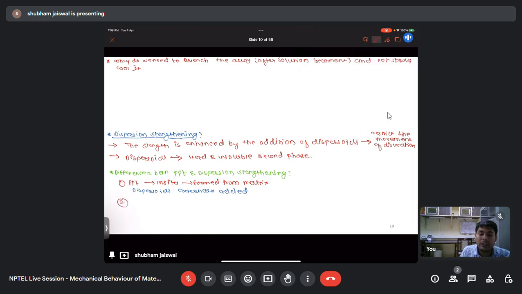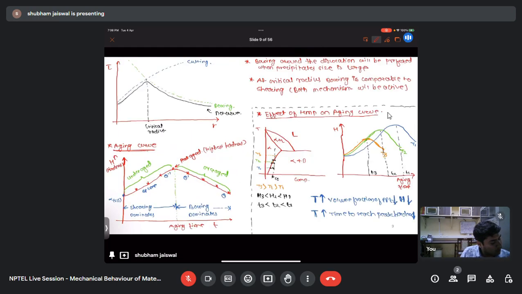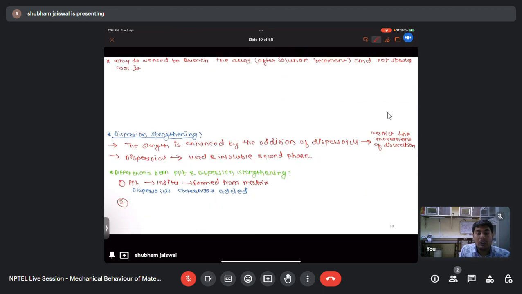The second difference is that the precipitates dissolve at higher temperature. Here, I have shown you that at higher temperature, the precipitates are dissolving, whereas the dispersoids don't dissolve at a higher temperature. So, at a higher temperature, the material with the dispersion strengthening does not lose its strength that much as compared to that of the precipitation strengthening. So for higher temperature application, people prefer dispersion strengthened material. Like ODS steel, etc.